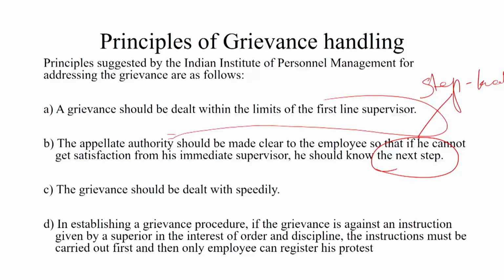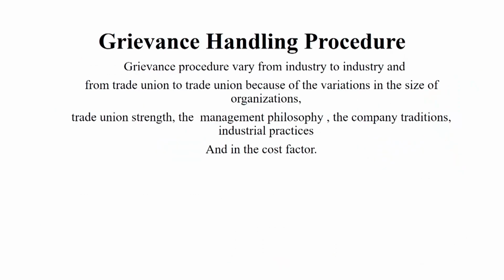In establishing a grievance procedure, if the grievance is against an instruction given by the superior in the interest of order and discipline, the instruction must be carried out first, and only then the employee can register his protest. So, this is also a kind of prerequisite which is required in grievance handling.